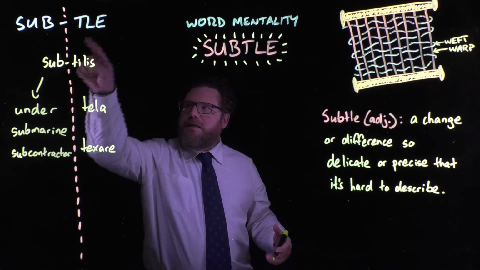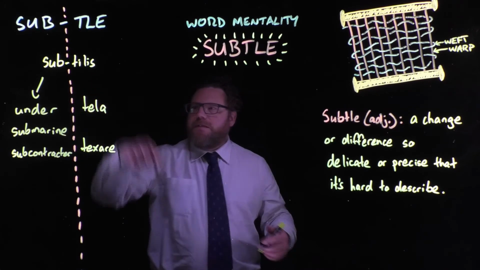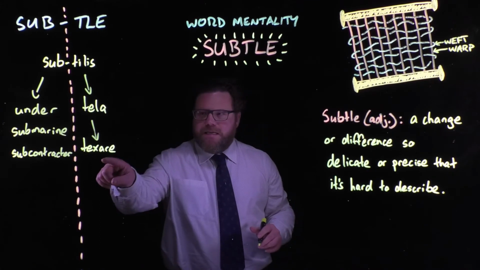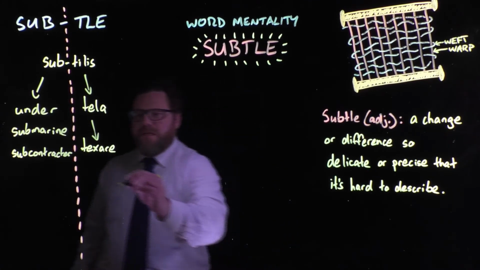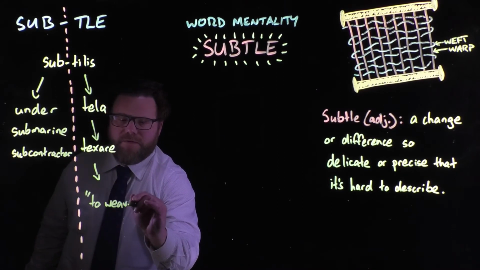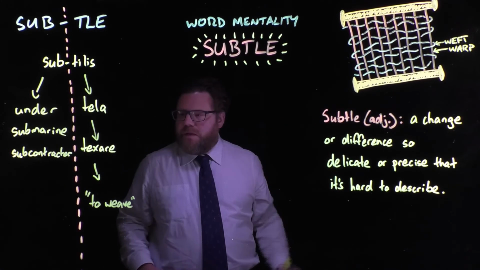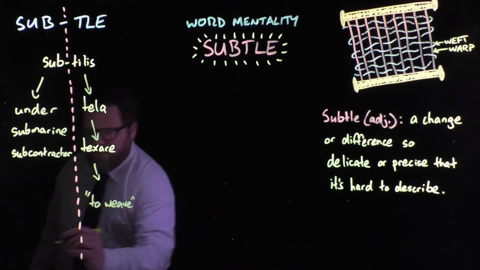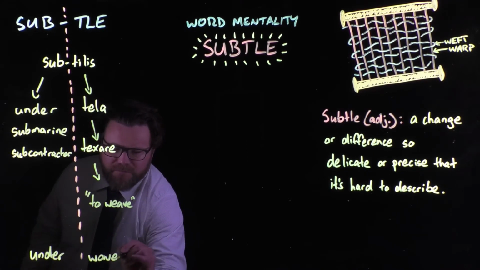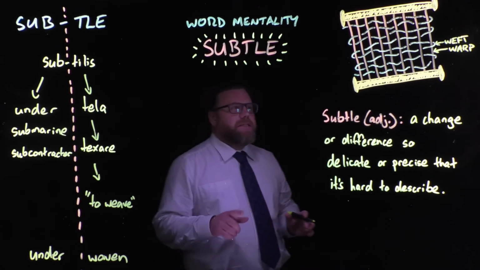But this bit here, the TLE, comes from tillus. So originally this word was subtilis in Latin. And the tillus comes from tella, comes from texere, and if we go back to here, then we get this word, which actually means to weave. Okay, so how they used to weave with the old weaving loom. So what we end up with is a word that actually means under woven. So something that's been underwoven. It's not helping us yet, but let's keep going and see if it does.